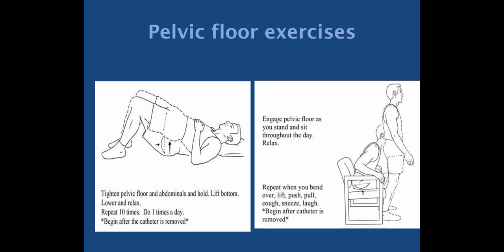In the second picture we can see patient is sitting on the chair. He is standing up and then again sitting on the chair. So engage the pelvic floor as you stand and sit throughout the day. And then once they have sat, once the activity is stopped, they can relax the muscle. Repeat when you bend over, lift, push, pull, cough, sneeze, laugh, and begin these activities after the catheter is removed.